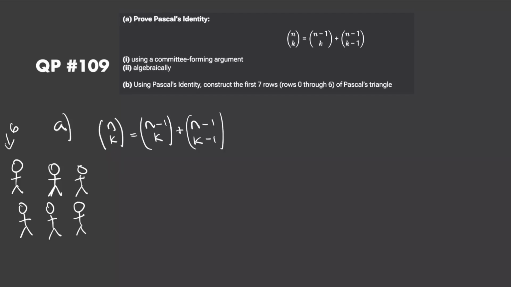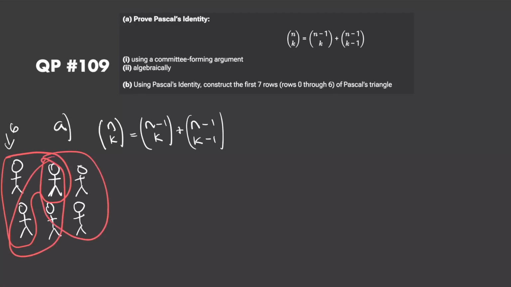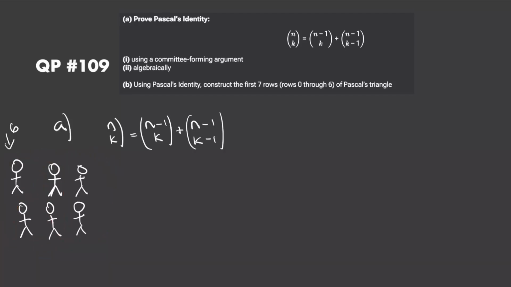I have 6 choose 3 ways to do so. They're going to look something like this. I could choose these 3 people to be in a group, or these 3 people, or these 3 people, etc. So that's what the left hand side of this equation is saying. And now on the right hand side, we're basically taking n minus 1 choose k plus n minus 1 choose k minus 1. So what does that mean?